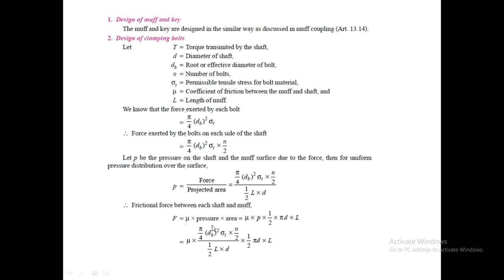We can simplify the equation considering the pressure equation which we have already derived, and we can simplify the equation for the frictional force, from which we can calculate the torque equation. The torque equation is force into the perpendicular distance. Here F is nothing but the frictional force which we have already calculated. Thank you.